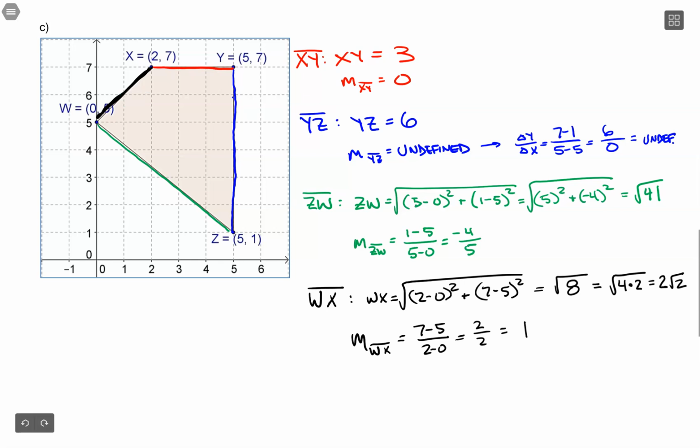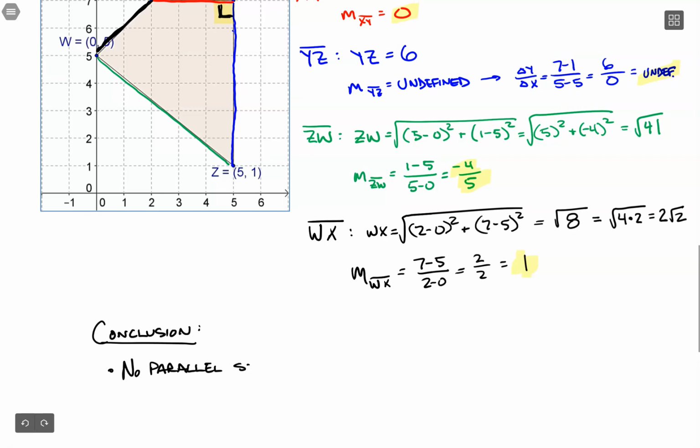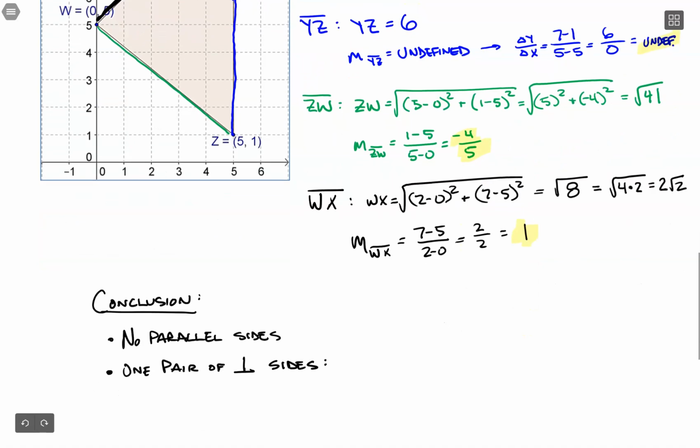So let's go ahead and make a conclusion here. We have to go back and look at our slopes and our lengths. Let's first highlight the slopes. We've got horizontal, vertical, negative slope, positive 1. None of those are equal, and the only thing we have is one relationship here of perpendicular. That's all we can say there, because horizontal lines and vertical lines are perpendicular, but nothing else. So there's no parallel, but we have one pair perpendicular, and that's XY and YZ.